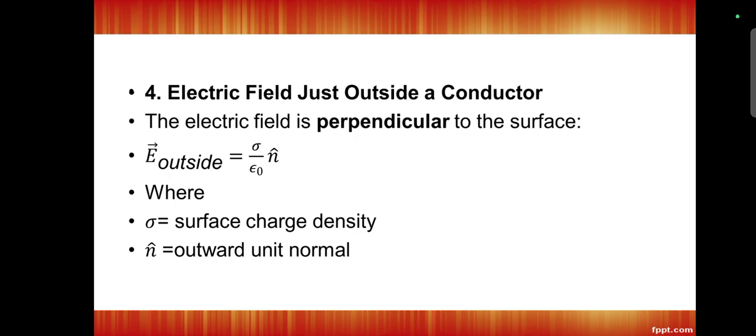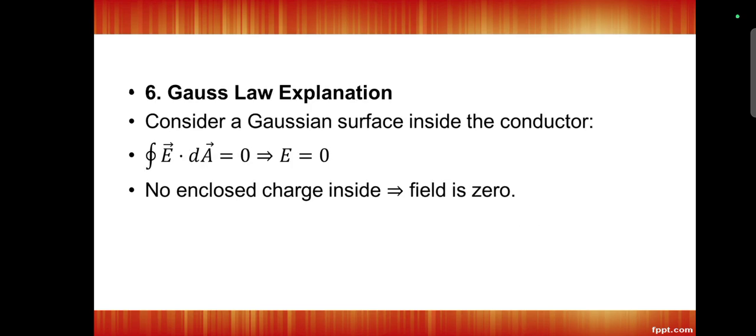The electric field just outside the conductor. The electric field just outside the conductor is given as sigma divided by epsilon naught into n cap. The electric field is perpendicular to the surface, where sigma is the surface charge density and n is the outward unit normal vector.